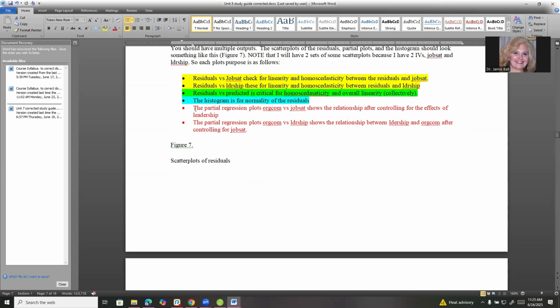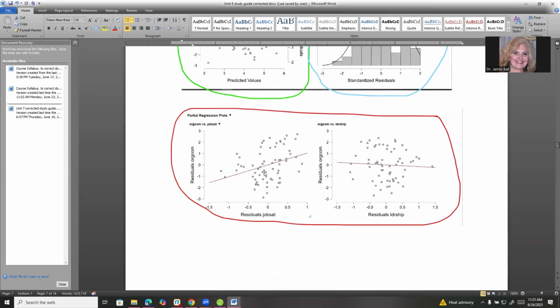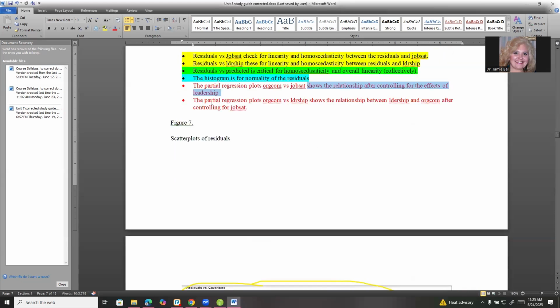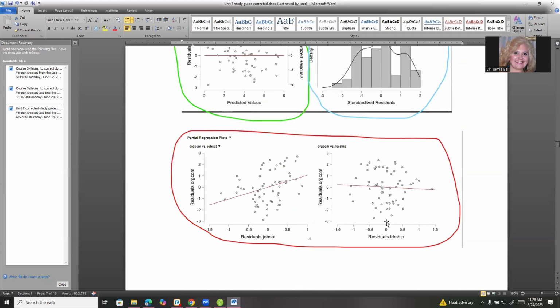Okay, now look at this. The partial regression plot of organizational commitment versus job satisfaction shows the relationship after controlling for the effects of leadership. You see that? So this plot right here, the first one, the effects of leadership is already controlled for. And the same thing for the partial regression plot that shows the relationship between leadership and organizational commitment after we control for job satisfaction.